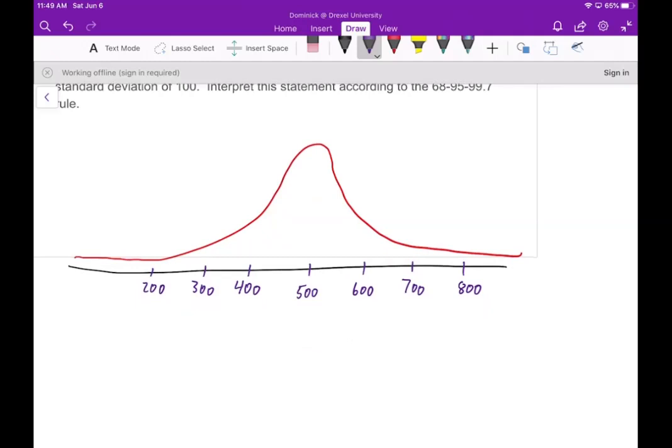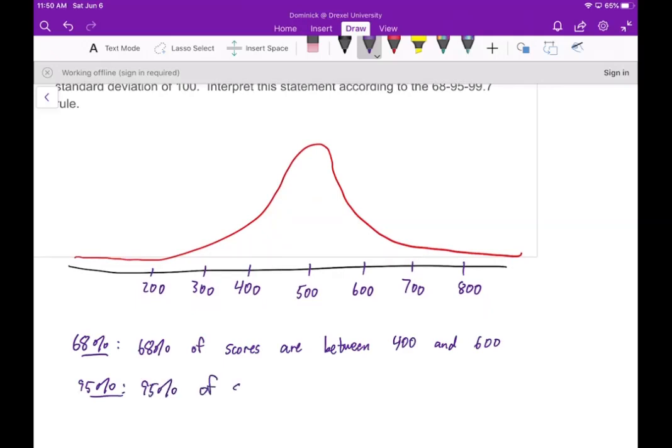So if we interpret this, well, the 68 part applies for 1 standard deviation. So 68% of the scores are between 400 and 600, because that's +1 and -1 standard deviation from the mean. Then if we look at 95%, that's out an additional 1 standard deviation, so 95% of scores are between 300 and 700.